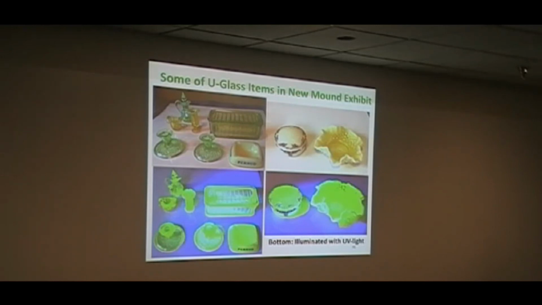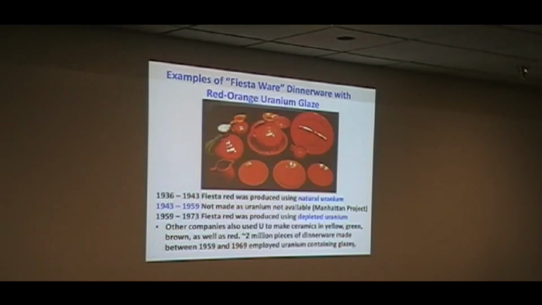There's another use, and that's in porcelain, what's commonly called Fiestaware. Fiestaware is dinnerware, a pottery with a uranium glaze in a different oxidation state, and it becomes this bright red-orange color. It was started in the 30s. It was very popular. Lots of people had it, and different manufacturers in California, Bauer and so forth, also did that.